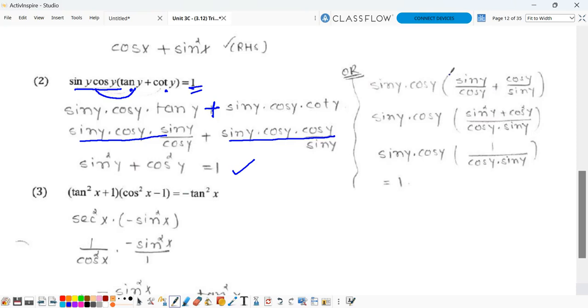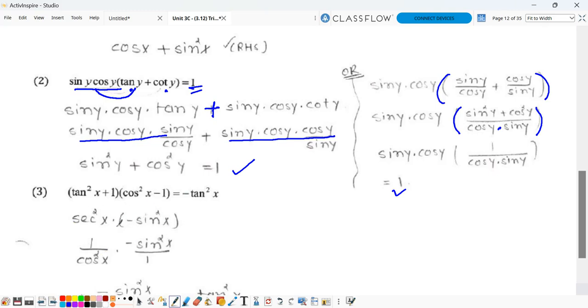Alternate method: please check the notes. You can work on the parentheses, combine the fractions, sine squared, cosine squared, denominator is cosine times sine, 1, and these two divide out to 1.